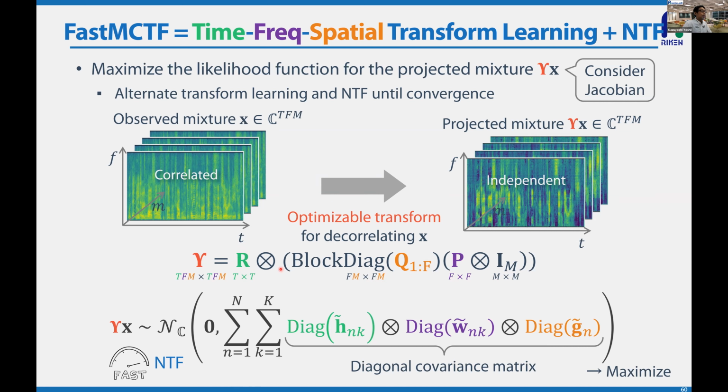So, okay, let's substitute this. This projected mixture, which is a very huge long complex vector, is assumed to follow this multivariate complex Gaussian distribution, where the covariance matrix is a diagonal matrix. This means that in this new domain, all the elements are independent.